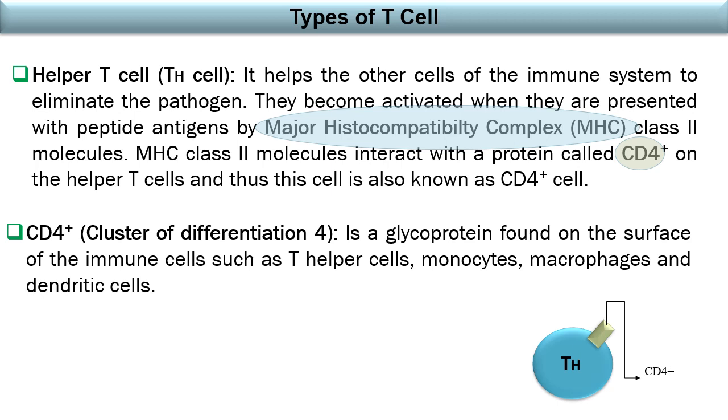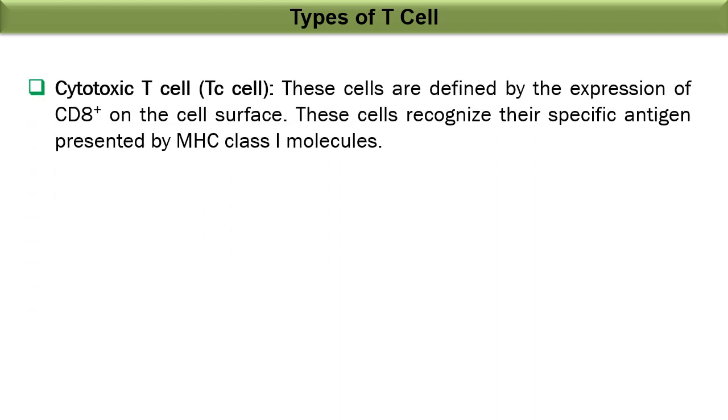Let's first talk about the other T cell types. Cytotoxic T cells are the soldiers of our body because they kill their target cell directly. They are licensed to kill, to destroy. This cell recognizes its specific antigen when presented by MHC class 1 molecule, and on the membrane of its surface, CD8+ glycoprotein is present. So we can distinguish T helper and cytotoxic T cells from one another by the presence of either CD4+ or CD8+ membrane glycoprotein on their surfaces.